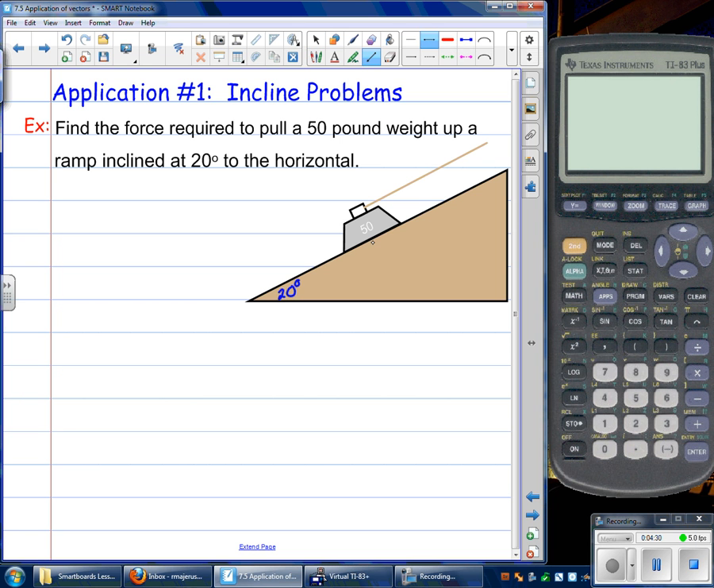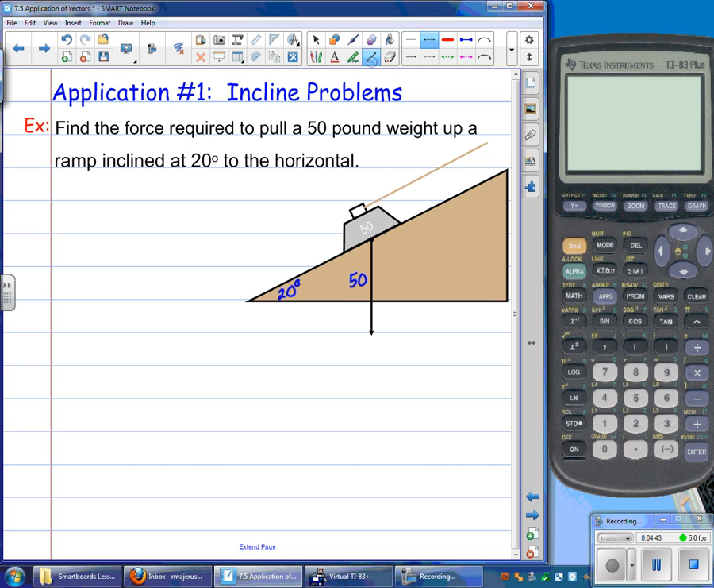So let's draw in our three vectors. We have gravity pulling straight down towards the center of the earth, and we know that that magnitude is equal to the weight itself. So that one has a magnitude of 50. We have our friction force. Remember that one's perpendicular to the ramp, and we don't know the magnitude of that one at this point.